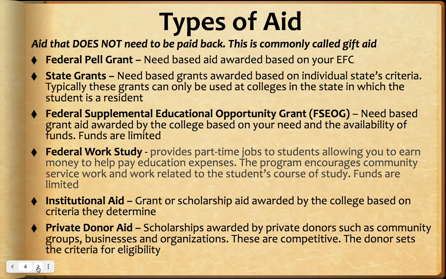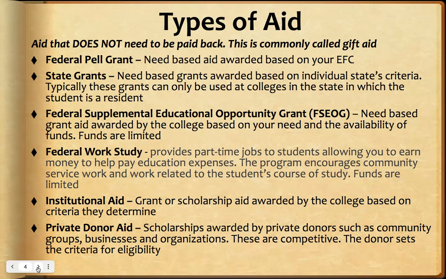Institutional aid, that could be grants or scholarships that the college awards you, like at U of O. It could be Apex, Summit, Pathway, it could be any of those. Schools have their own money. How they award that money is up to them. And yes, there again, you could get more money from one school than another. And that's mostly either because their criteria is different or maybe when you applied.